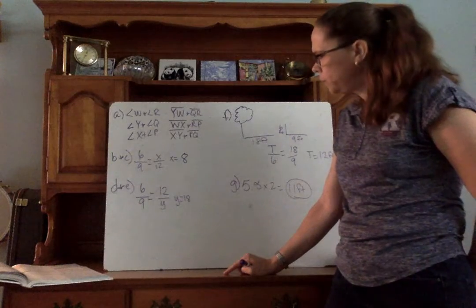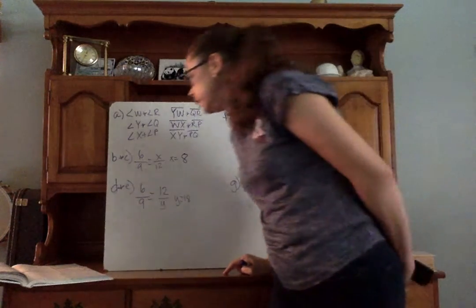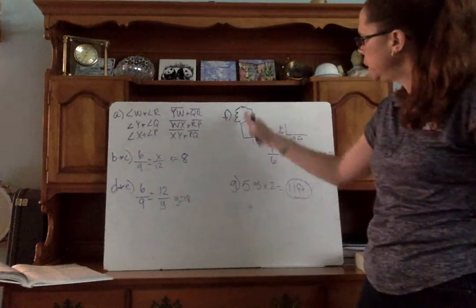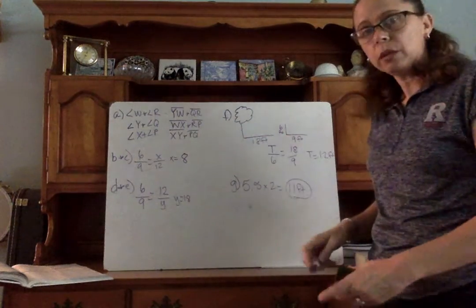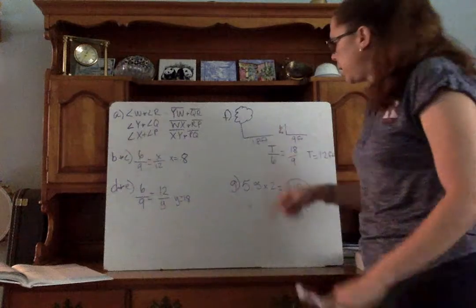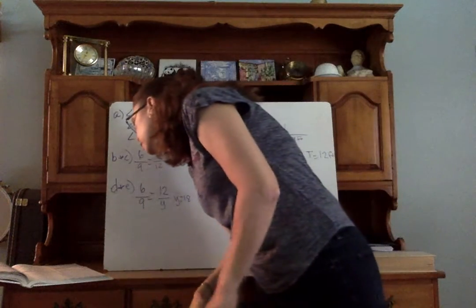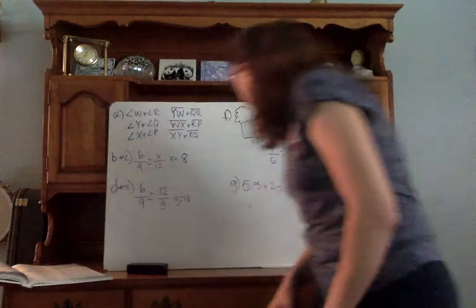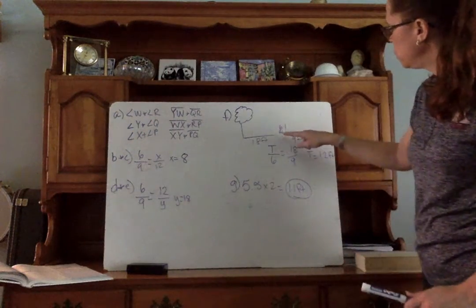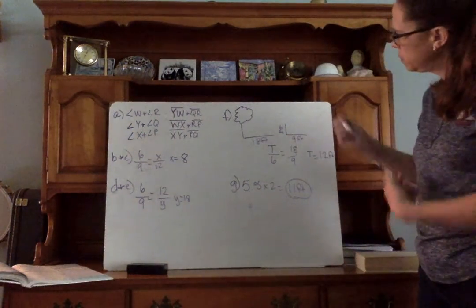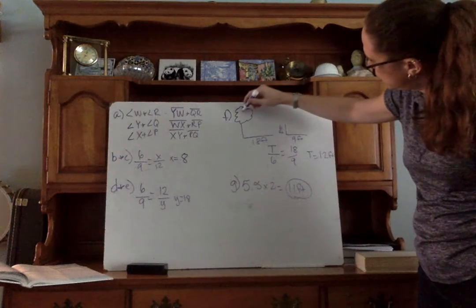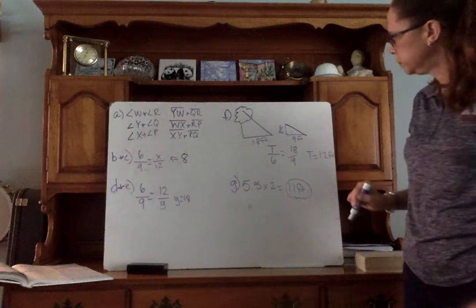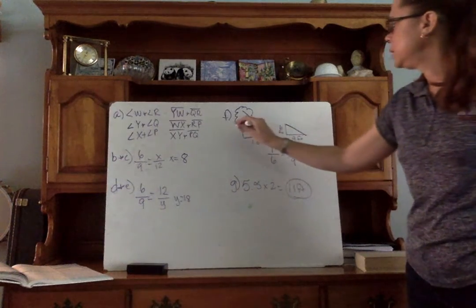In F, they give us a word problem. They said we've got a tree. Here's my silly tree. It casts a shadow 18 feet long. We also have a 6 foot pole that casts a shadow 9 feet long. So here's my 6 foot pole, casts a shadow 9 foot long. What they want you to see is that we can create similar triangles here. So this is T is for tree.